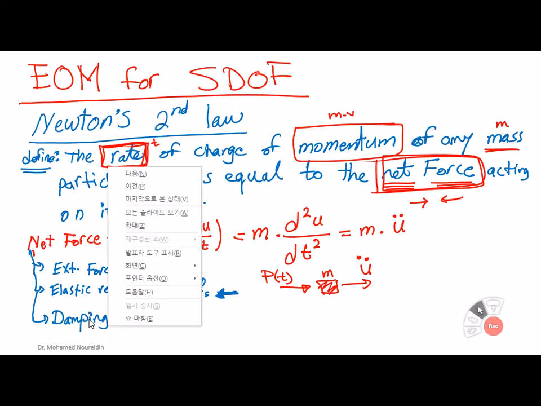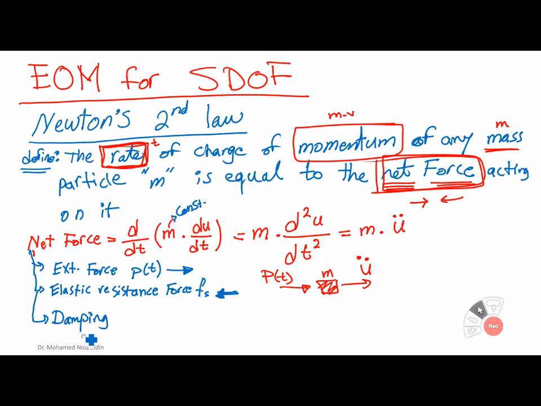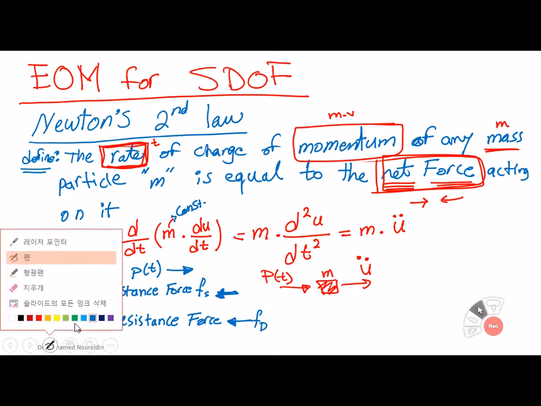We call it damping resistance force. And by default, we are expecting this damping to be developed in the opposite direction of the motion. And we are going to denote it by Fd.